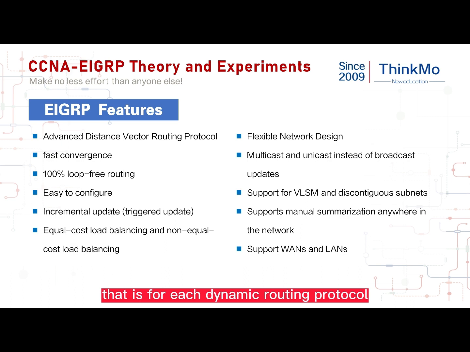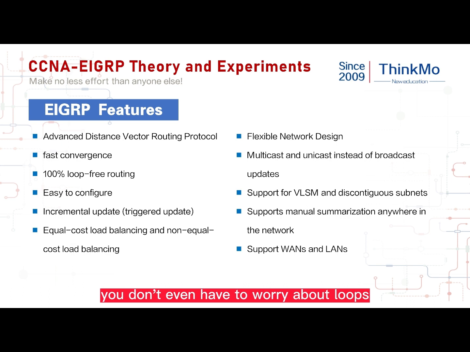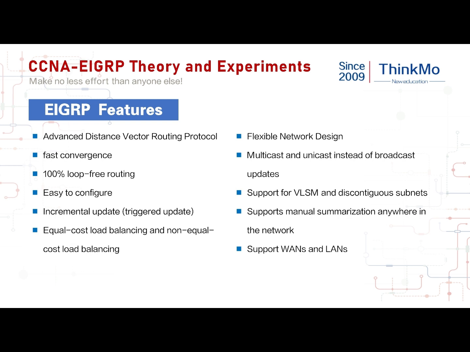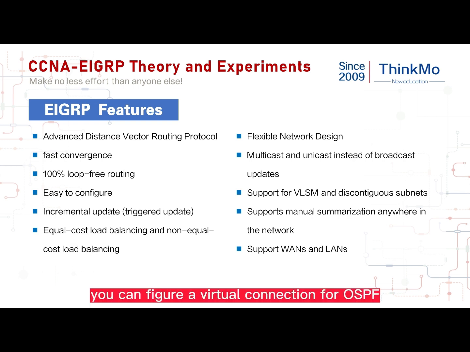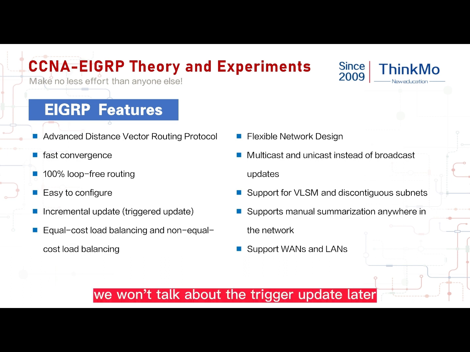That is, for each dynamic routing protocol, you don't even have to worry about loops, unless you have some redundant configuration. For example, you configure a virtual connection for OSPF. This may create a loop, but we will not do that at this stage. If you don't configure it normally, do not do those configurations that cause a loop. It won't have a loop. We won't talk about the triggered update later, because when I talk about it, we'll tell you about this.